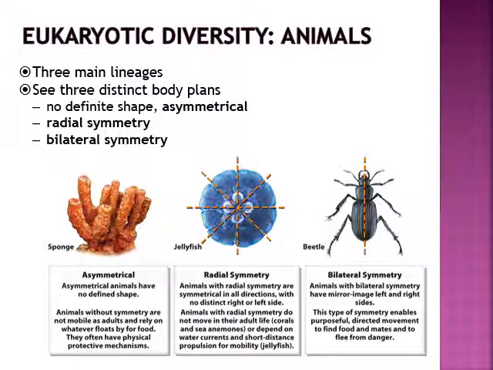When we're talking about animals, we have 3 different main lineages, and these are basically referring to 3 distinct body plans, okay? So our first one is no definite shape. We call these asymmetrical. And these are kind of like sponges or sometimes corals. Sponges are very similar to the earliest animals to have populated the ocean. So again, they don't really have any defined shape.